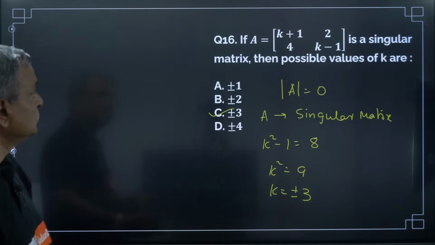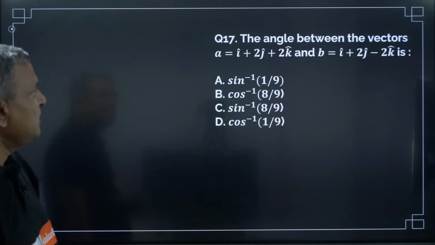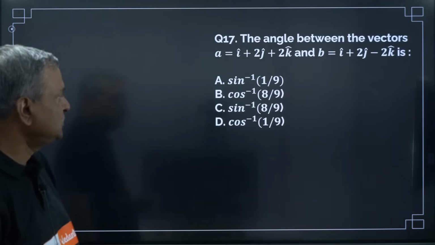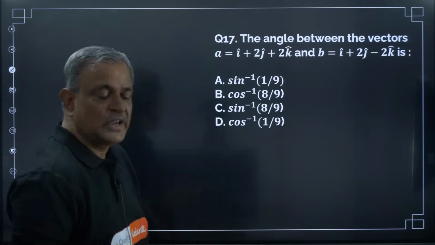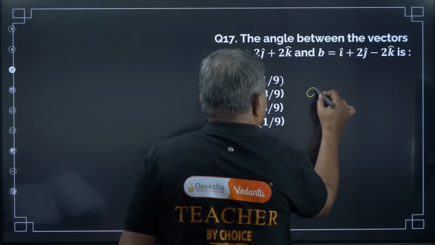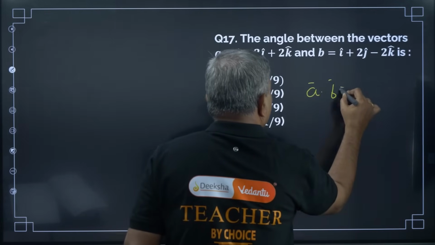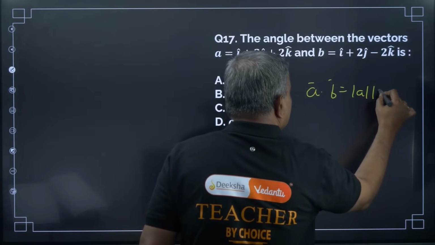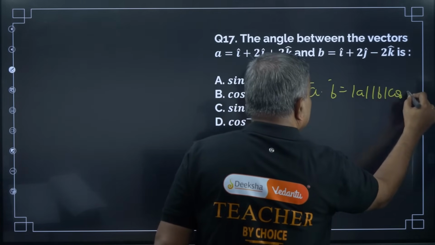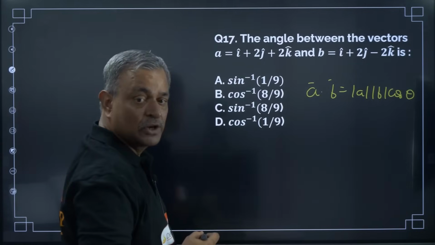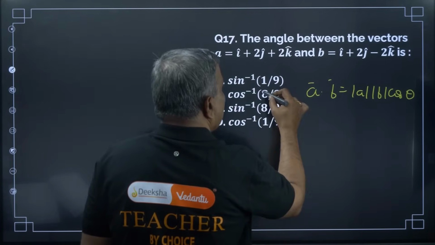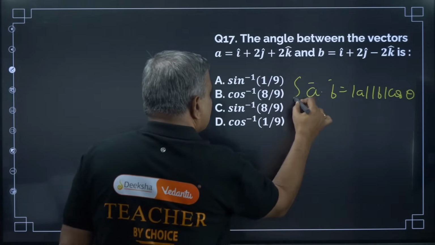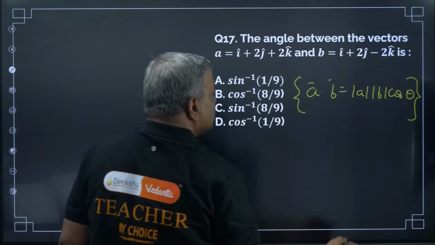Next one. 17. The angle between the vectors. You can use the cosine rule. What happens? A dot B. The concept is A dot B is mod A mod B cos theta. So what is A dot B? I dot I is 1. This concept is given.